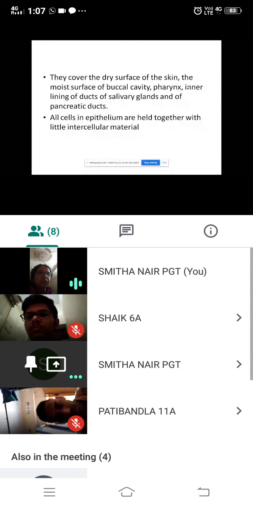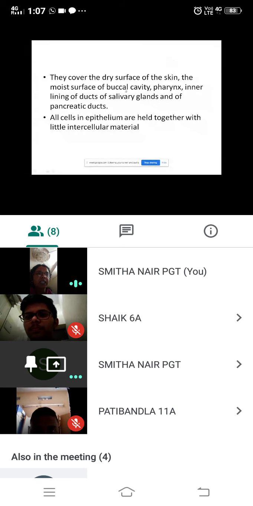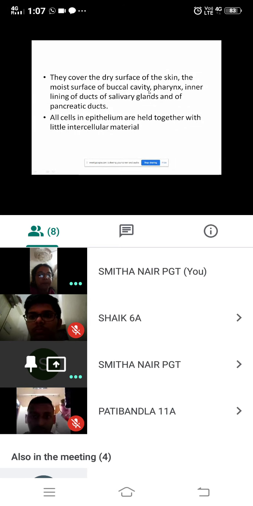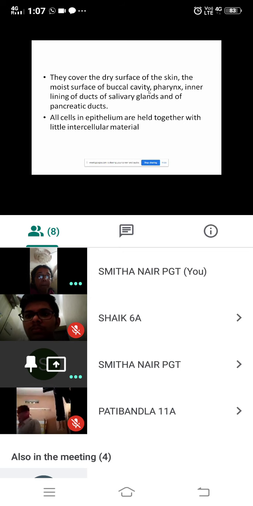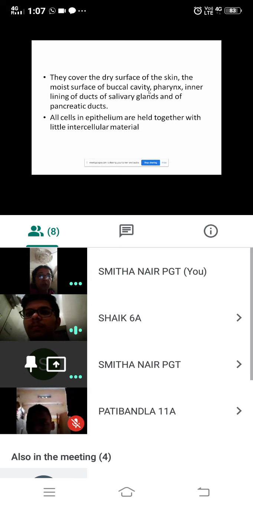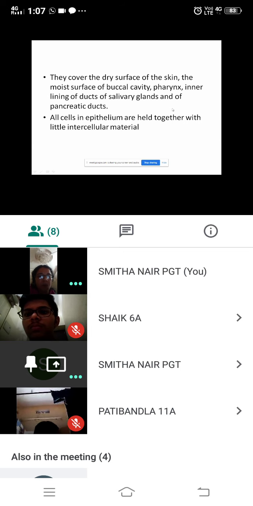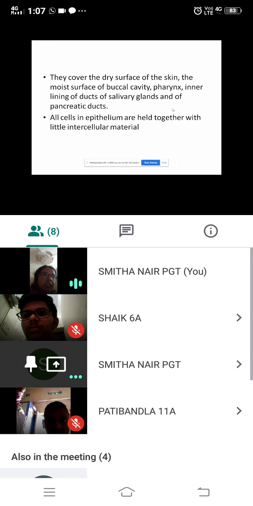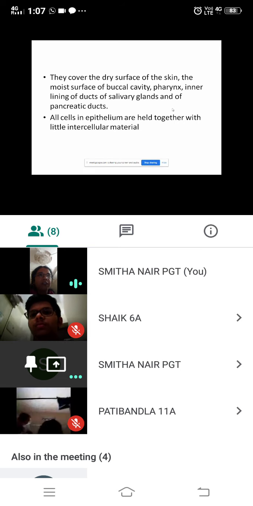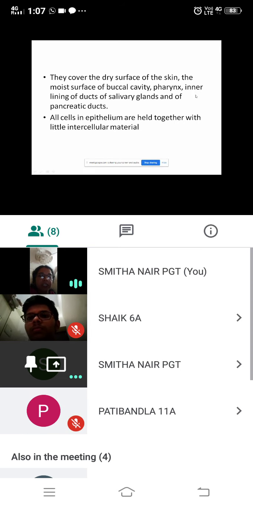So they cover the dry surface of the skin, the moist surface of the buccal cavity. I hope you know what is buccal cavity. So buccal cavity, pharynx. What is pharynx? Where is it? Yes, it opens into the esophagus. Pharynx, inner lining of ducts of salivary glands. I told you yesterday, salivary glands have ducts, and also pancreatic ducts. That is a duct present in the pancreas. So in all these places you find this compound epithelium.